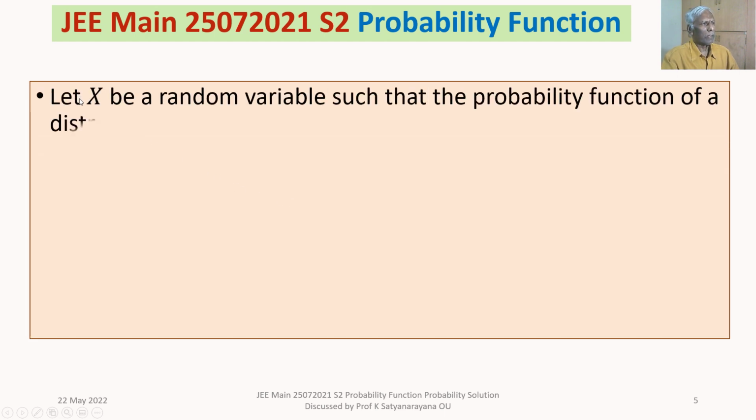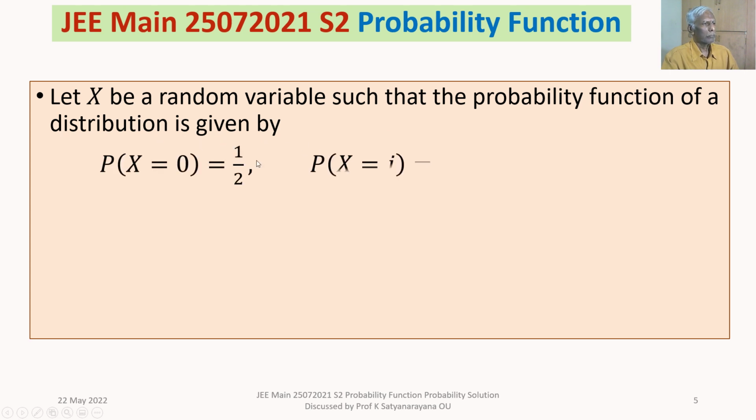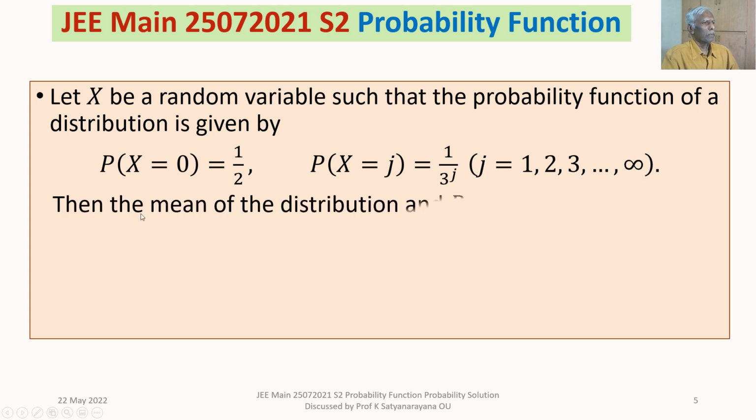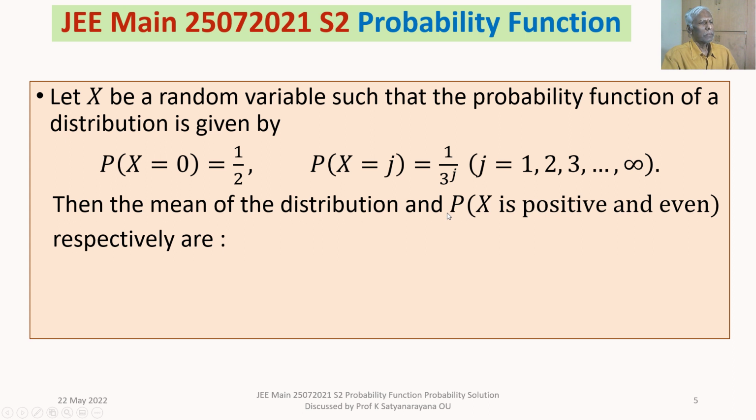The problem is, let X be a random variable such that the probability function of a distribution is given by: probability when X is equal to 0 is equal to 1 by 2, and probability of capital X equal to j is equal to 1 by 3 power j, where j takes the values 1, 2, 3, etc. ad infinity. Then the mean of the distribution and the probability function of the random variable X is positive and even respectively, for which four options are given to us.